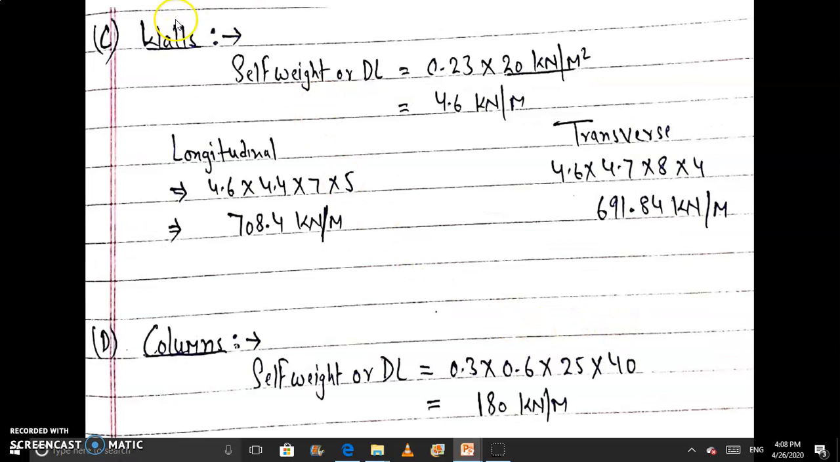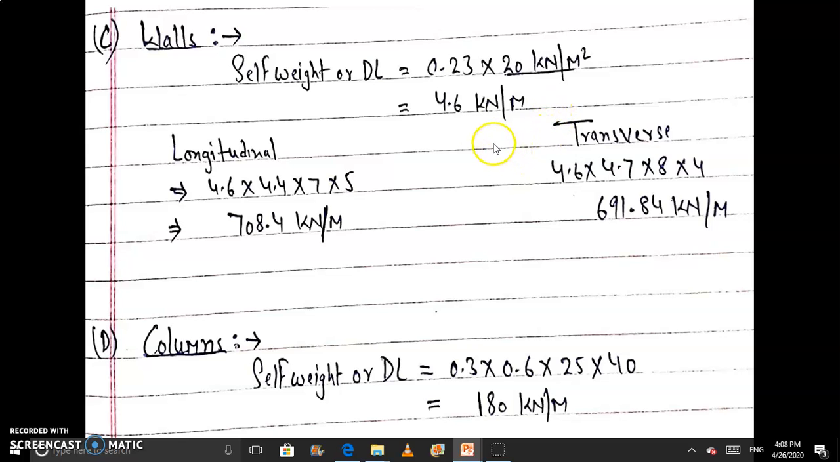Now we have to find same dead load for a wall. We have given 230 mm thickness of wall. So here we take thickness 0.23 and here we construct a masonry wall. So density of masonry wall is 20 kilonewton per meter square. So here we multiply with 10, we get 4.6 kilonewton per meter. Now here we get this value in kilonewton per meter. So we have to multiply with height.